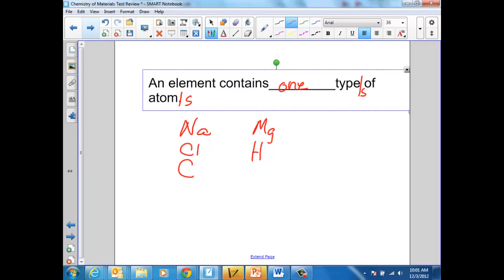Yes? Why did you add S after type? Because I put a dash there so that you had to choose whether it was 1 or more. There shouldn't be an S there, but I didn't want to give the answer away. Okay? Everybody okay with that?